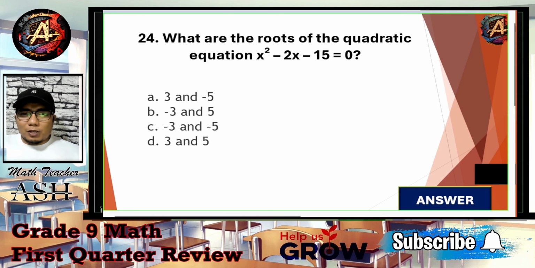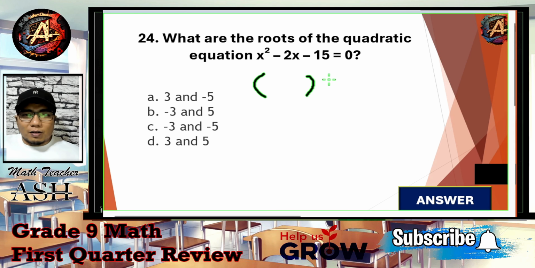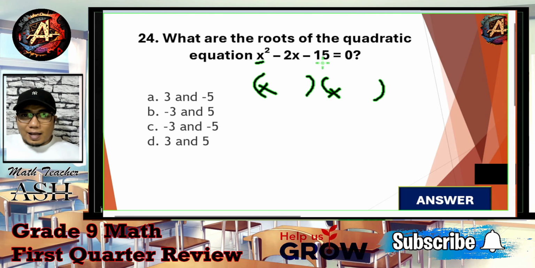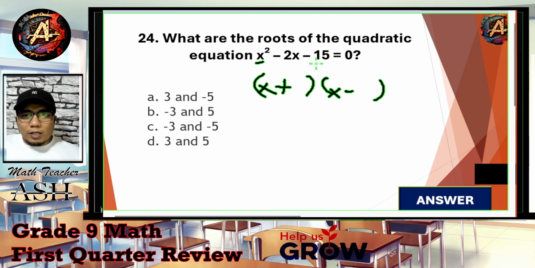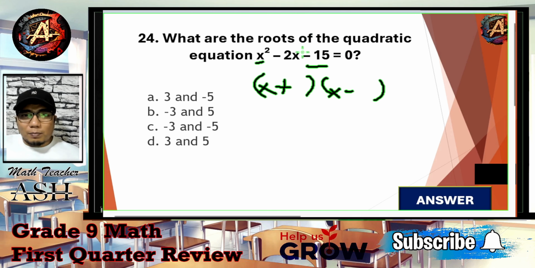Okay, my dear math learners, in solving this one, we can still apply factoring. When we factor the first term, that is x and x. When we factor a negative last term, that would be positive and negative. So now we need to consider what are the factors of negative 15 in which when we add them, the answer would be negative 2. So, that would be negative 5 and positive 3.